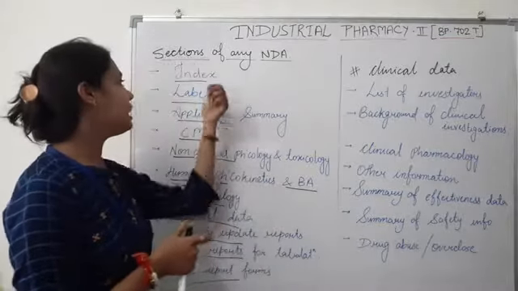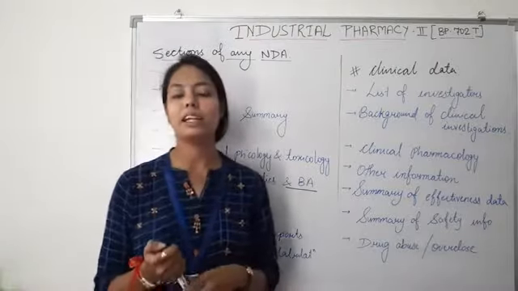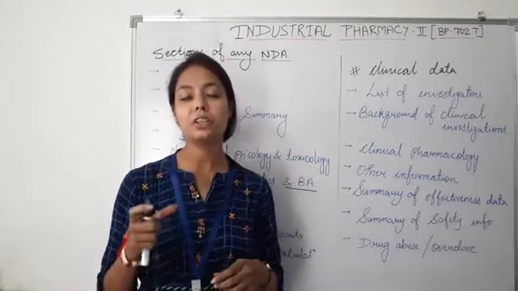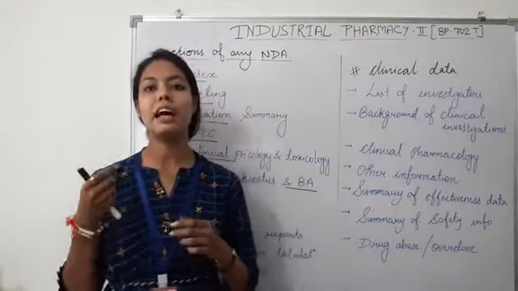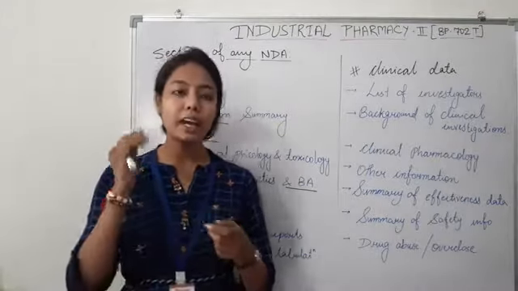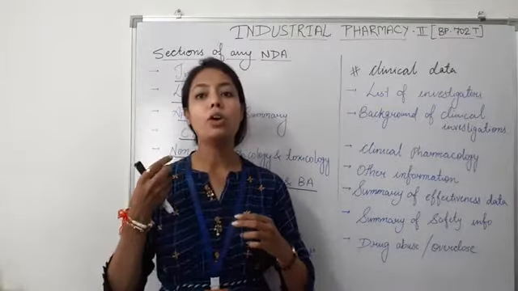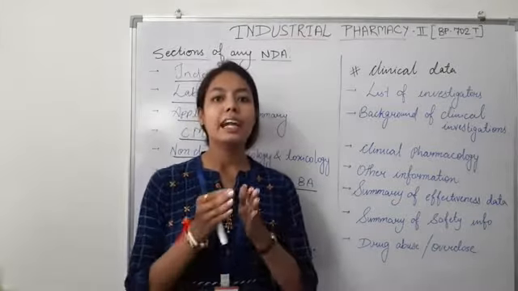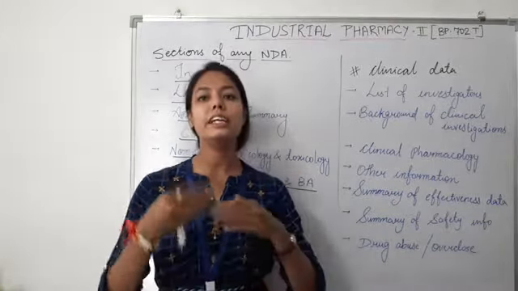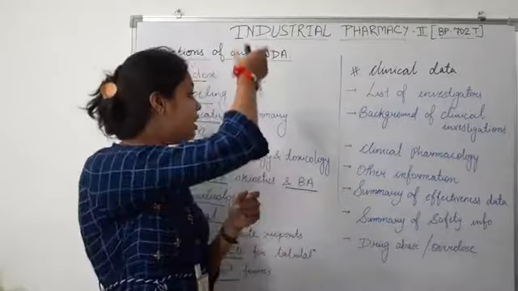So after indexing and labeling, let's talk about the application summary. When we talk about NDA, application summary is the most important term. The application summary is the abbreviated version of the entire application that gives a clear idea about the drug and its application to the reviewers, and the summary should include the details of individual sections. So what are the individual sections?